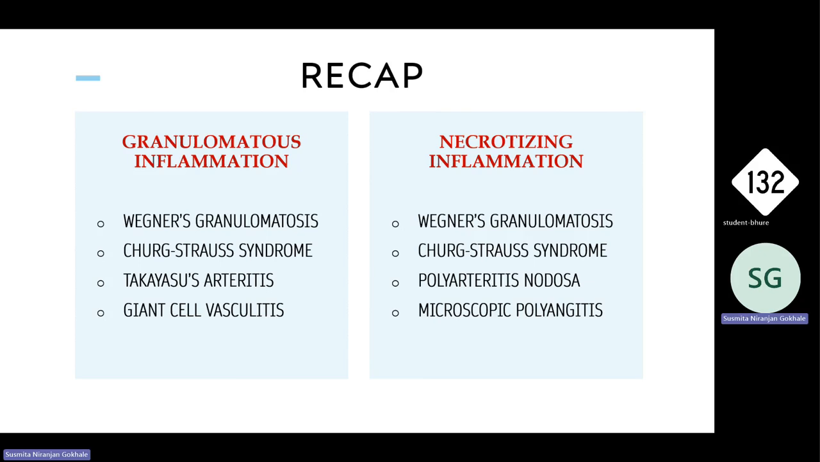When I say necrotizing inflammation, I mean fibrinoid necrosis, which is most commonly seen in blood vessels. So granulomatous inflammation is seen in the large vessels that are affected by vasculitis, like in Takayasu arteritis and giant cell vasculitis. And necrotizing inflammation is seen in microscopic polyangiitis and polyarteritis nodosa.